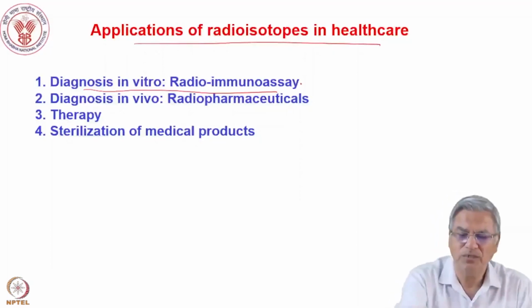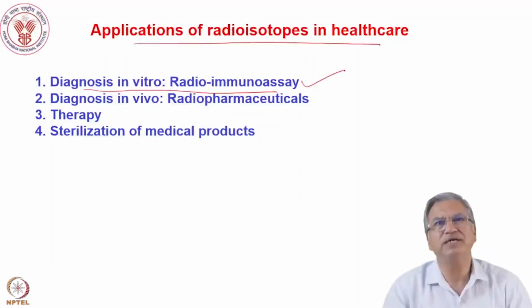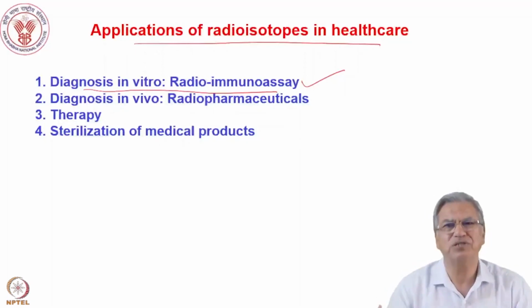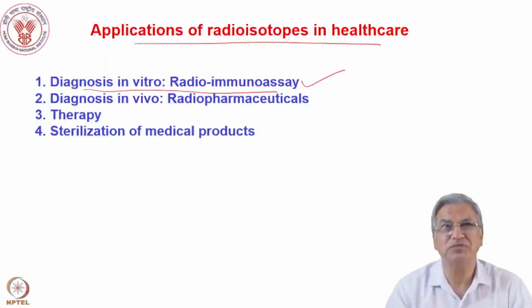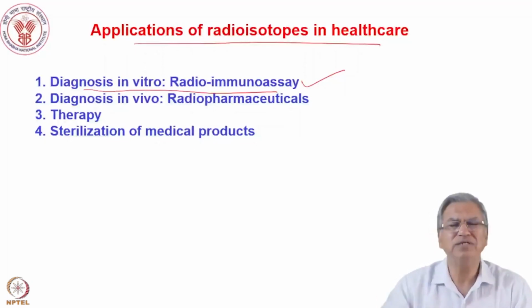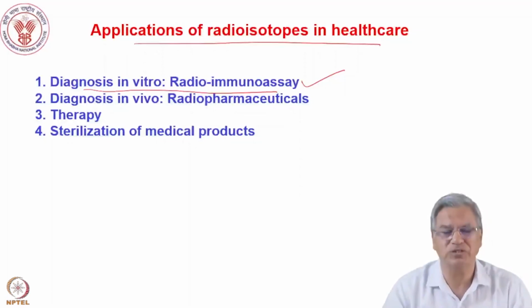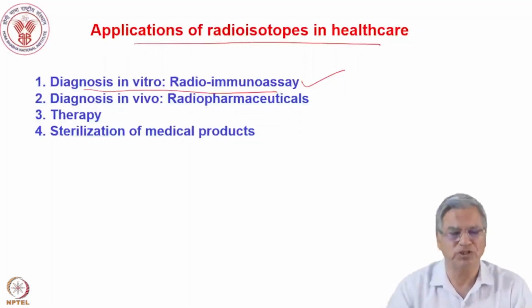For example, we discussed in the radioanalytical techniques the radio immunoassay, where you can determine the concentration of T3, T4, TSH, or even other things like prostate specific antigens by using labeled antigens and interacting them with antibodies, and then finding out the concentration of these molecules at very low levels like nanomolar concentrations. But they are done in the laboratory.